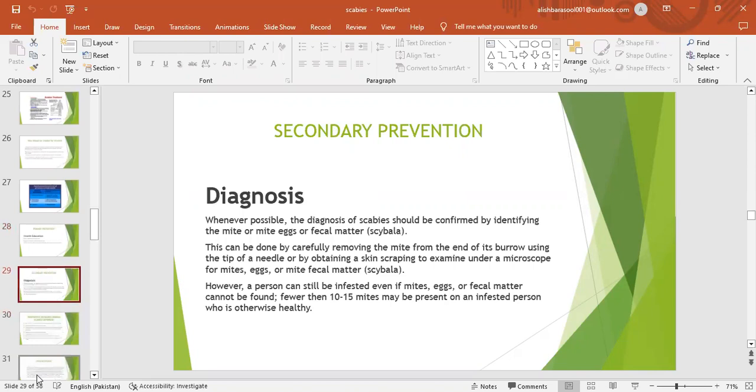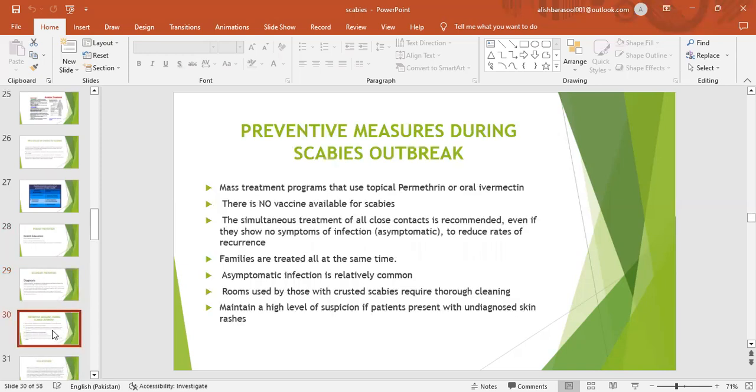Secondary prevention: whenever possible, the diagnosis of scabies should be confirmed by identifying the mite, mite eggs, or fecal matter. This can be done by carefully removing the mite from the end of its burrow using the tip of a needle, or by obtaining a skin scraping to examine under a microscope for mites, eggs, or mite fecal matter. However, a person can still be infested even if mites, eggs, or fecal matter cannot be found. Fewer than 10 to 15 mites may be present on an infested person who is otherwise healthy.